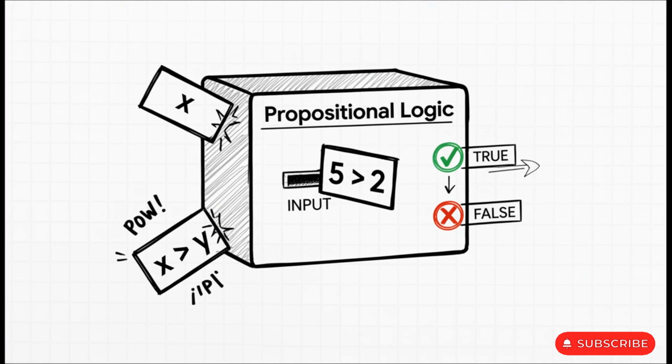You can think of propositional logic as a really picky vending machine. If you give it a complete statement like 5 is greater than 2, it's happy. It spits out true. But if you try to give it something like x is greater than y, the machine just jams. It has no idea what to do with variables or the relationships between them. It's just way too rigid for most of the problems in the real world.